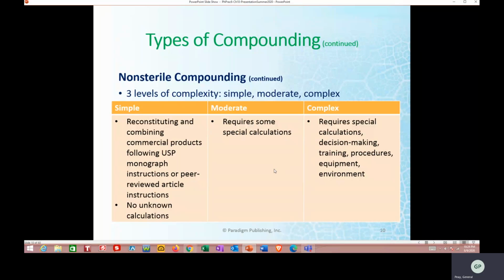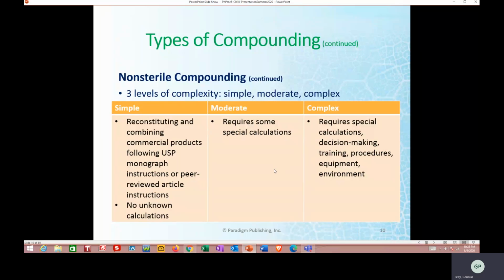Then you have moderate. Moderate compounding is when you have to do a little calculations. Some of these will include the most common one, hopefully you went over this in your math course, which is alligation. You have to know alligation to do compounding. That's by far the most common math formulation that you will use when you're compounding, and by far the most popular. So it requires some special calculations. You just know the formula.